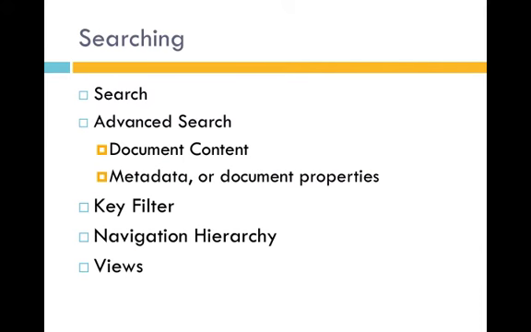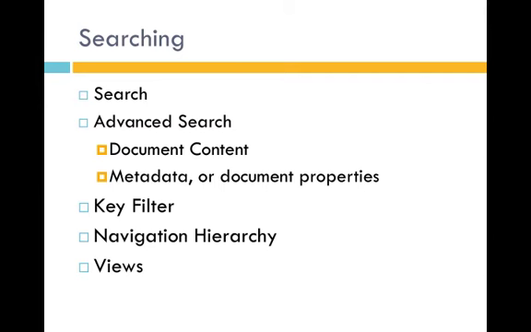There are a number of different search methods available in the asset repository. A simple search, a more advanced search where you actually differentiate between searching the content of a document, in other words, the words within a Word document or an Excel document, and searching the metadata or document properties, which are the data that are in the column values. So if you are familiar with SharePoint, you'll know what that is, and we'll look at it.